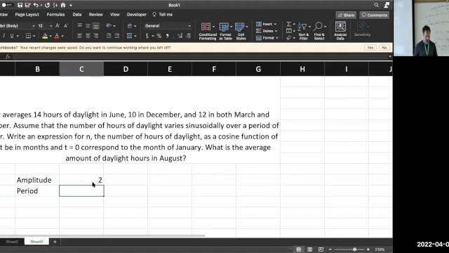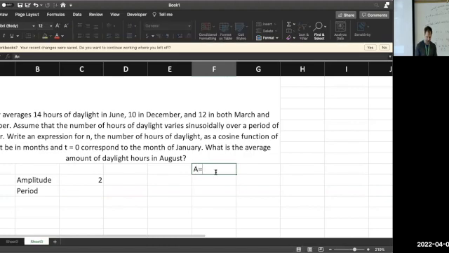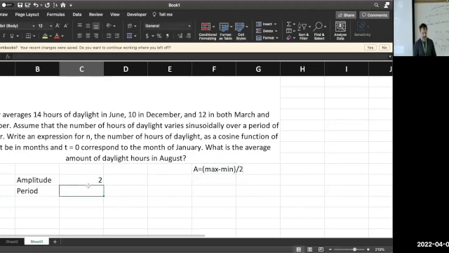You said it's top minus the bottom, divide by 2? Correct. So a formula you can use for amplitude is max minus min divided by 2. 14 minus 12 is 2. So why is the amplitude... 14 minus 12? Oh, 12 is not the bottom. December represents the bottom. Oh, 10 in December. Okay, I get it. Okay, thank you.